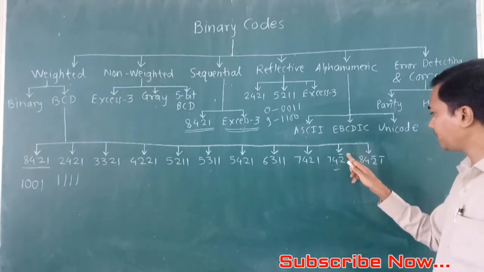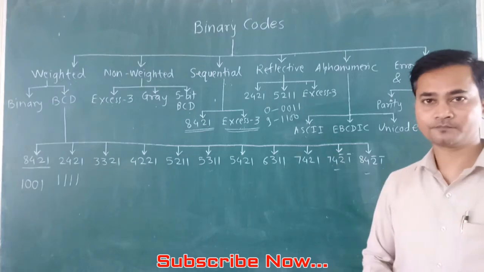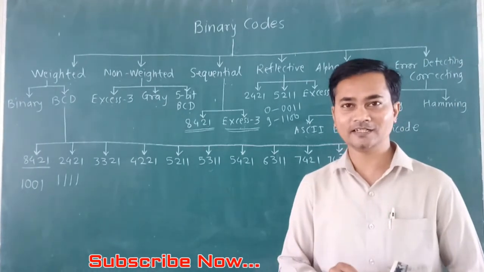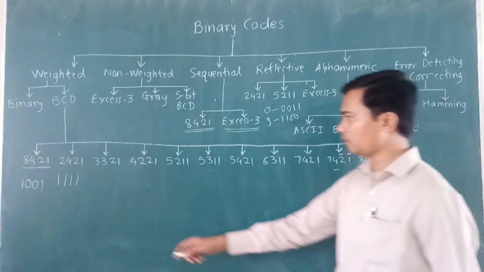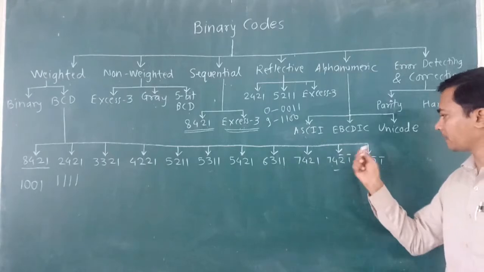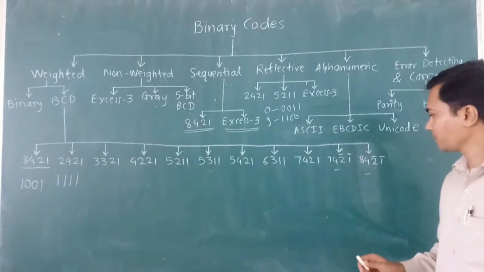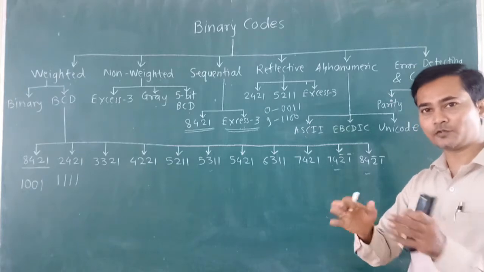So what does this bar represent? The bar represents subtraction operation. It is a subtraction operation, it is not the complement. So consider that I want to represent value 9 using 74 2 bar 1 bar code. How can we represent it? I want to form the addition to 9.